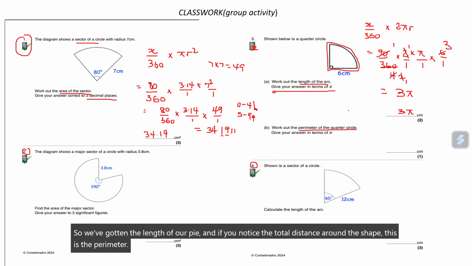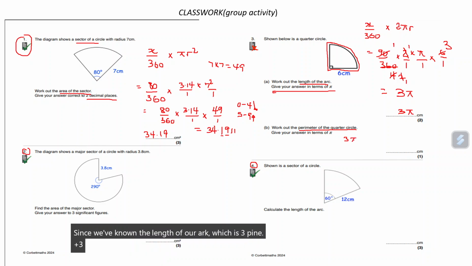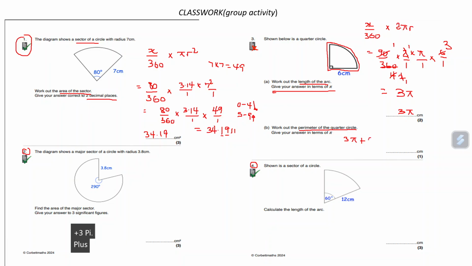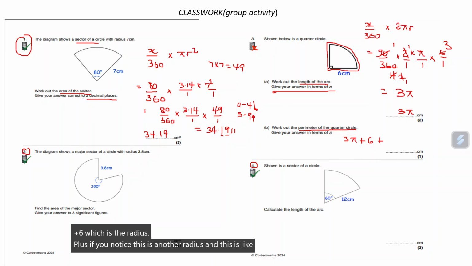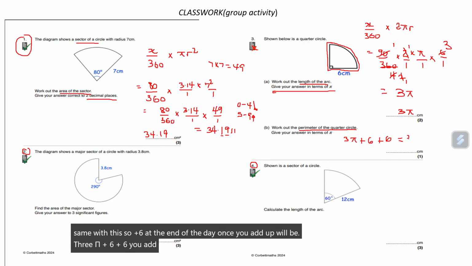Since we know the length of our arc, which is 3 pi, that's 3 pi plus 6, which is the radius, plus, if you notice, this is another radius, and this is the center of the circle. This length will be the same as this, so plus 6. At the end of the day, once you add up, it will be 3 pi plus 6 plus 6. You add up this, so your final answer becomes 3 pi plus 12.